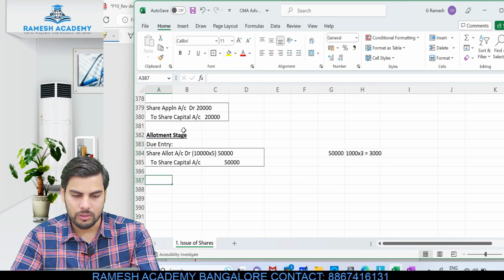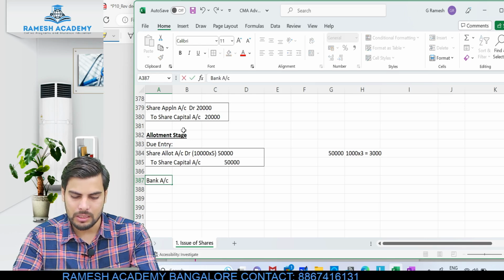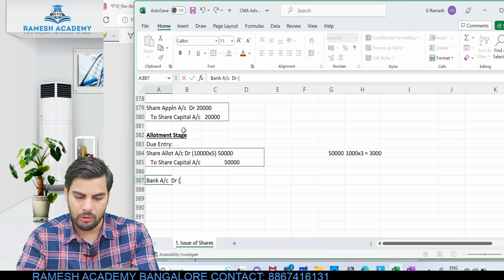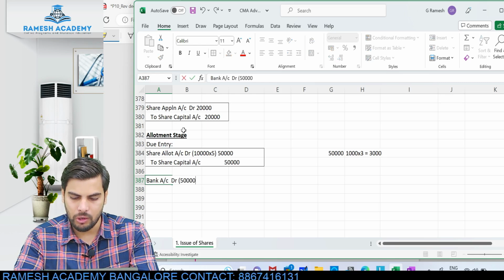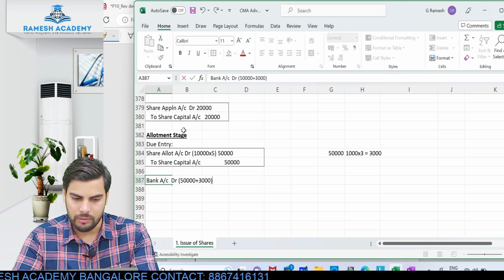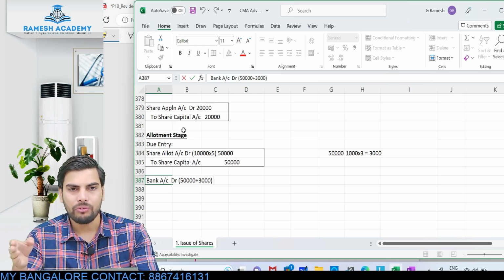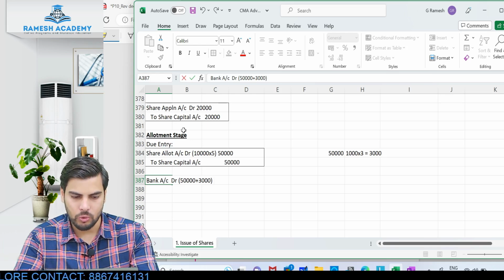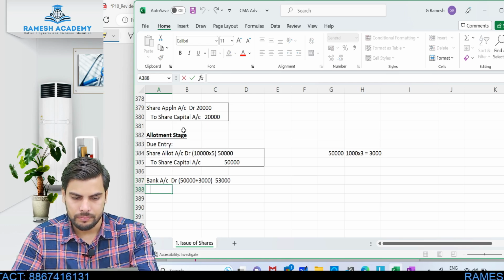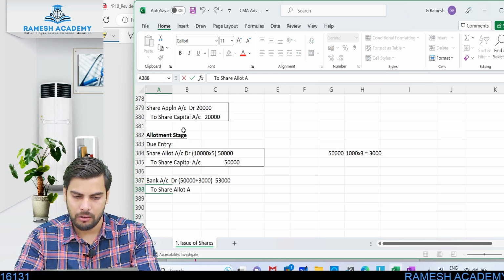Now look at this entry. The entry would slightly change. The entry would be like this. Bank account debit. Along with this 50,000 we are also collecting this 3,000. So bank account debit 50,000, which is the allotment money, and 3,000 is nothing but the first and final call money pertaining to Mr. A. So we are collecting to the extent of 53,000 to what? To share allotment account.